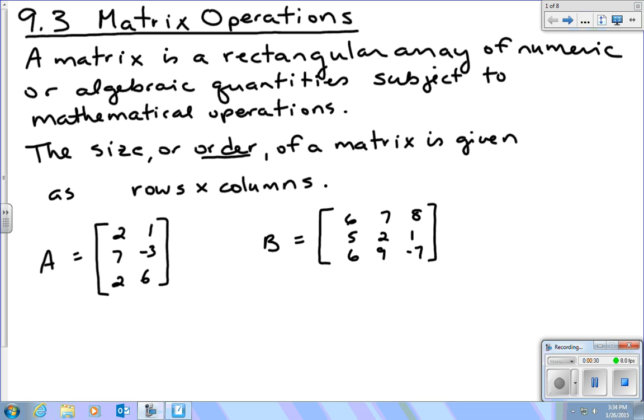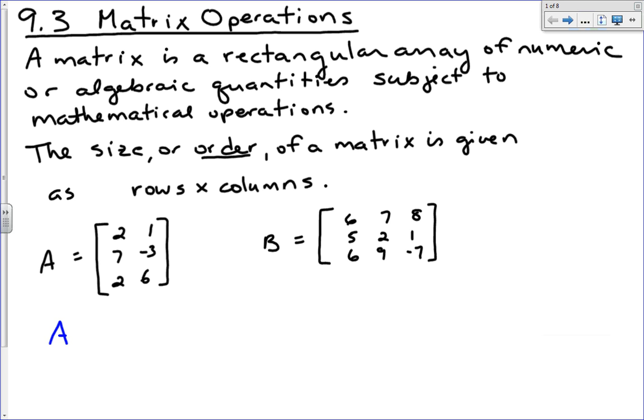So a matrix is a rectangular array of numeric or algebraic quantities subject to mathematical operations. So it's a rectangular grid of numbers, and those numbers need to be in a specific place because that place represents something real, okay? So the size or order of a matrix is given as rows and columns. So for instance, matrix A here has 3 rows that you can see. So it's a 3 by 2 matrix. Okay, so we count the number of rows first and then the number of columns.